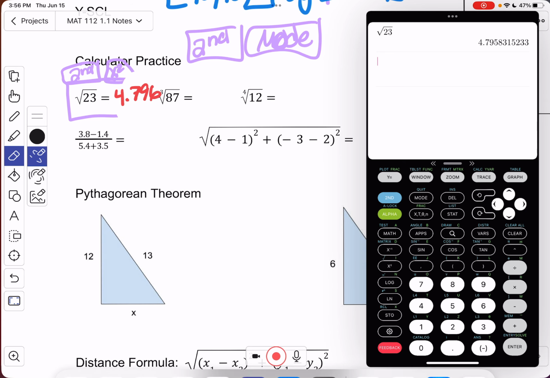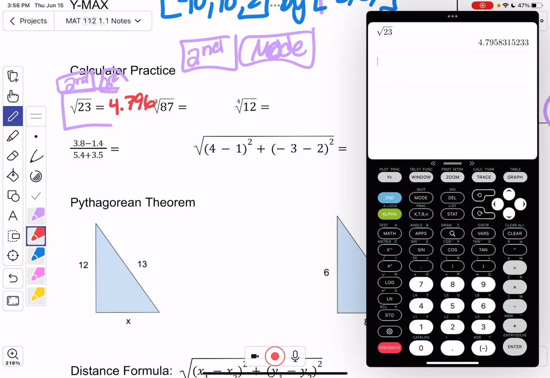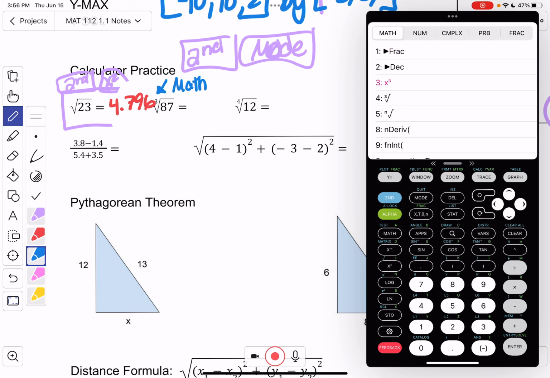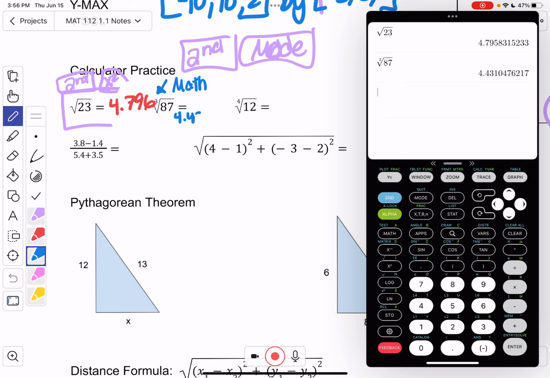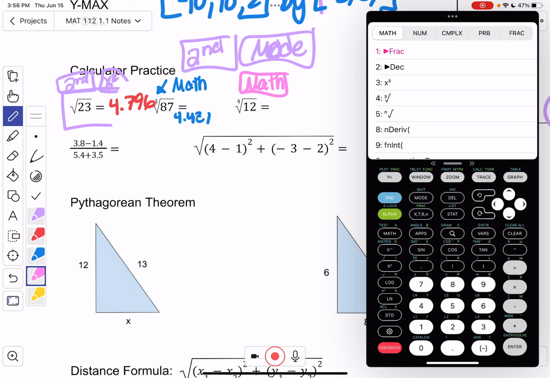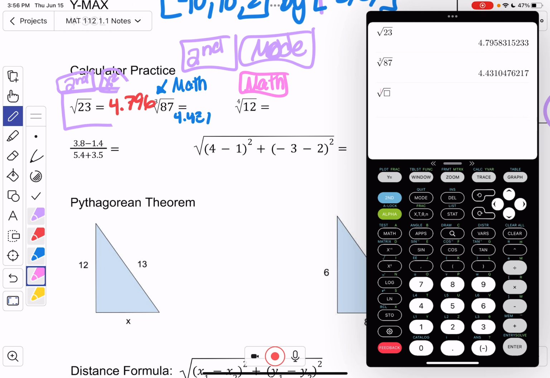Okay, a cube root. When you have that little 3 right there, we're going to hit the math button and go down to number 4. It'll put that 3 there for us automatically. So once you do that, you hit enter, and we get 4.431. And then the 4th root, we're going to do the same thing. We're going to use math, but this time we're going to choose 5 because it has an N, so we can type our own number there. So we type the 4 and we type the 12, and it gives us 1.861.